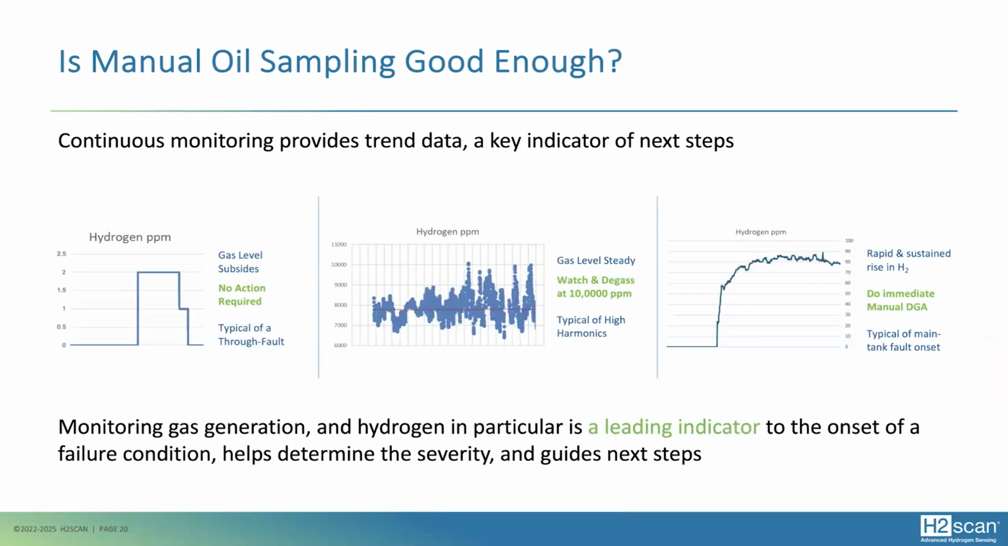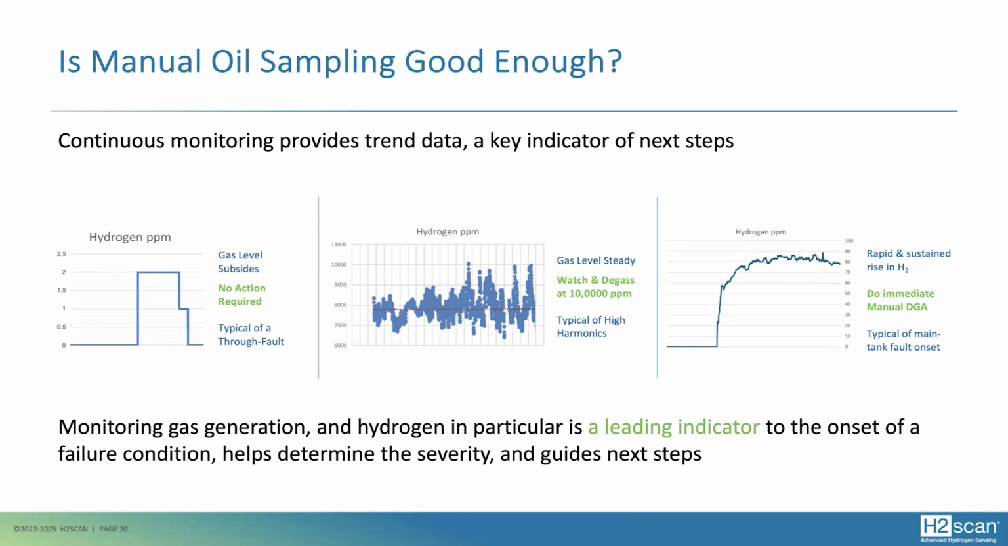So we spoke about a discrete sample. Let me show you what context looks like. And context comes from what we call continuous monitoring. So knowing what the gas levels look like over a period of time provides context.